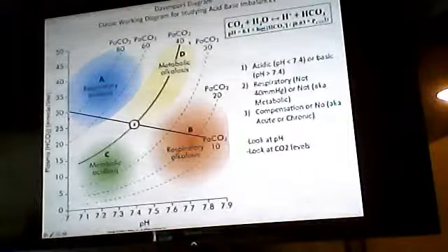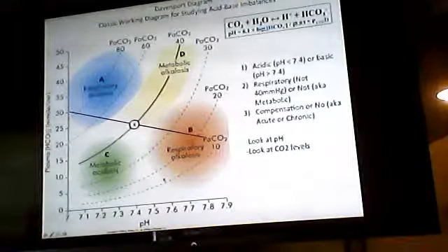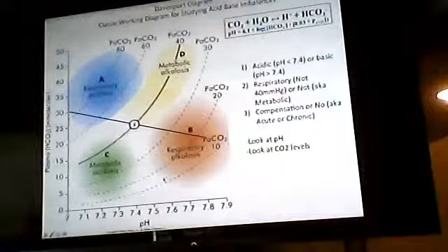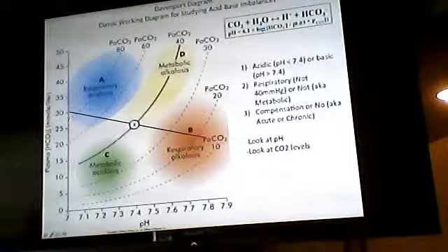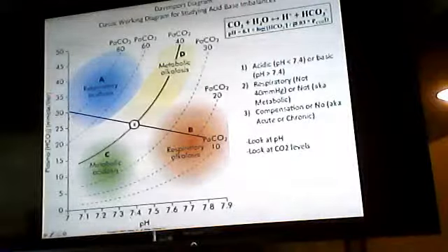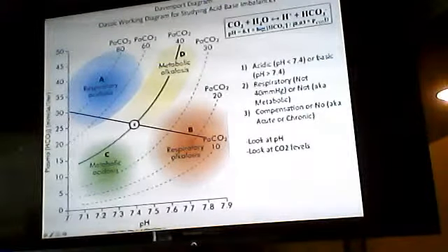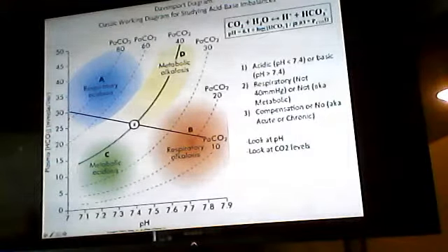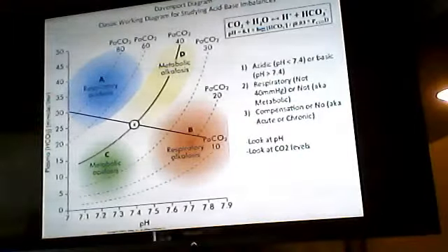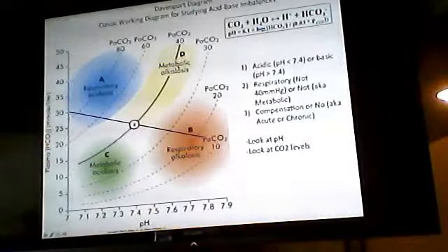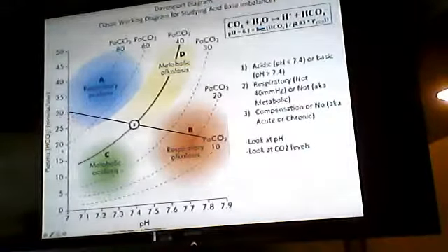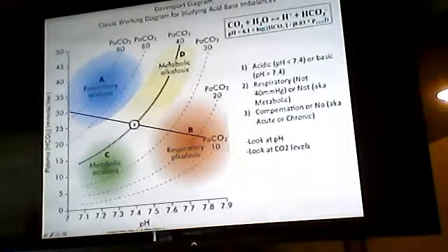To read this graph, pH goes vertically, up and down. Then we have our CO2 lines going diagonally across, and then we have bicarb. Bicarb, you don't really need to look at. I think it'll confuse you if you think too much about it. So if we're along the normal CO2 line of 40, then it's probably a metabolic problem.